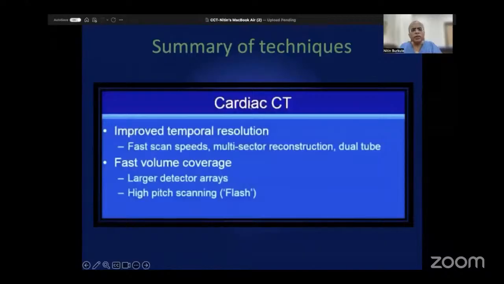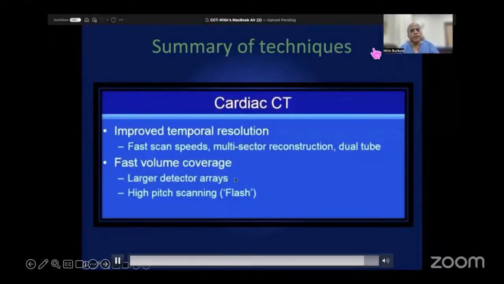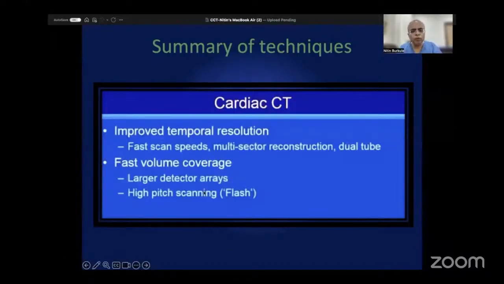Then, a summary of the techniques for improving the temporal resolution: either we go for multi-sector reconstruction or you go for a dual tube, the way the Siemens dual source CT does. And for faster volume coverage, either we go for a larger detector array like 320 in Toshiba, or you go for the flash mode of the dual source Siemens cardiac CT.